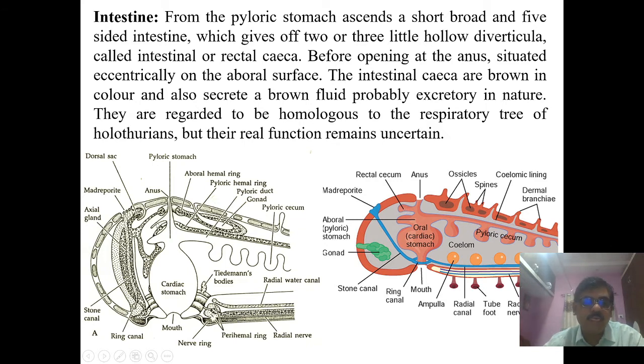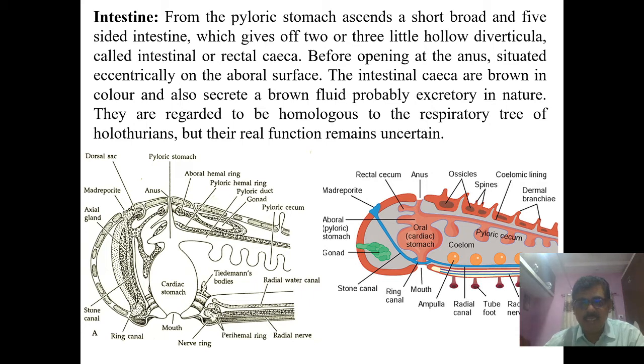This is a rectal cecum which comes out from the intestine before opening at the anus, situated eccentrically on the aboral surface. Eccentrically means toward the center. Means before opening to the anus, there is the intestine, which is situated near the center, that is eccentrically on the aboral surface.